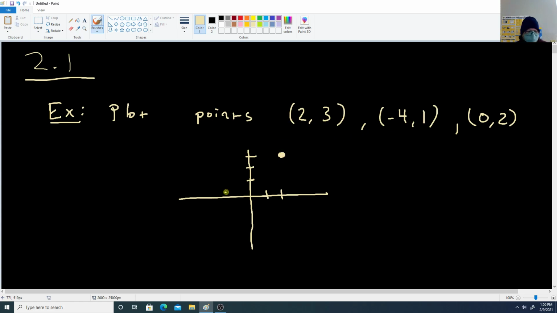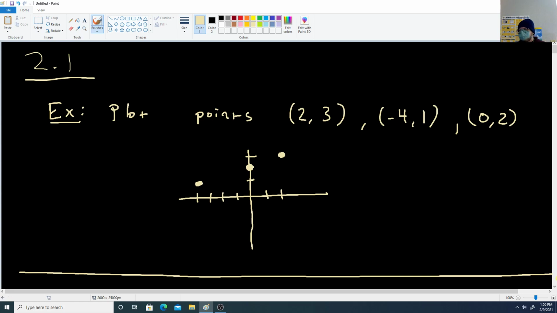(-4, 1), so we'd go 4 units to the left. And then +1 is my y value, so I'd go up 1 unit. That would be the point there. And x value 0, y value 2. X value 0 is on the y-axis. The y value 2 would fall right here. And then this would be those points plotted. So hopefully that's a review for y'all.